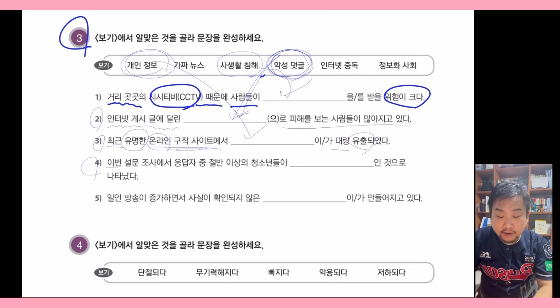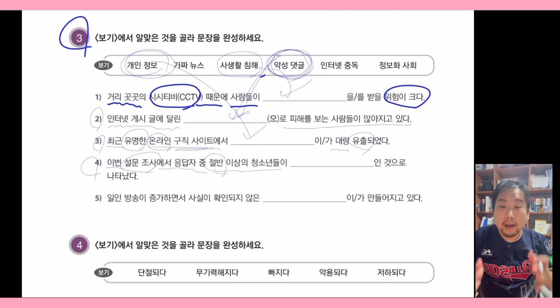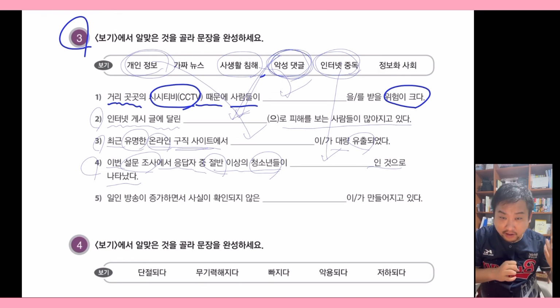Number 4, 2번 this 설문조사 survey의 응답자 responser 중 절반 이상의 청소년들이 반 is half, so 절반 이상 more than half 청소년 adolescents이 인터넷 중독인 것으로 나타났다. It appears in this survey that more than half of adolescents are internet 중독. 중독 is addiction, so internet addiction appear in this survey.